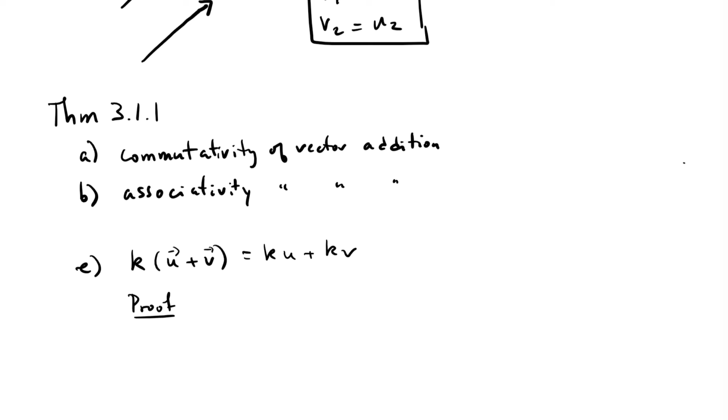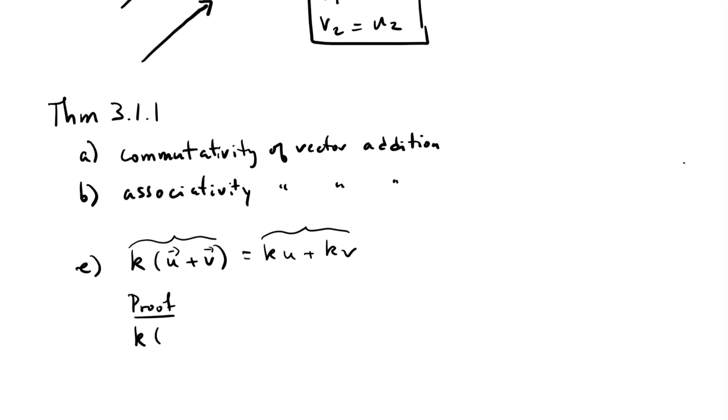Now, how do we prove something like this? Well, we have a statement where two vectors are said to be equal. So this vector here is equal to this vector there. How do we prove that? Well, we're going to show that the components of the first vector match the components of the vector on the right hand side of the equality sign.